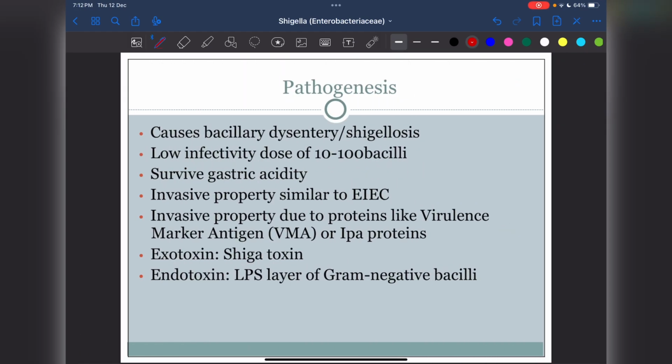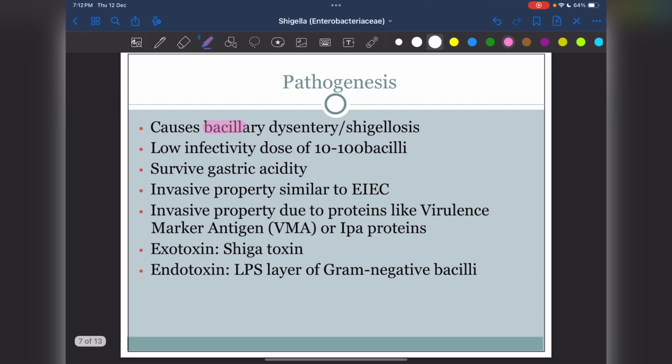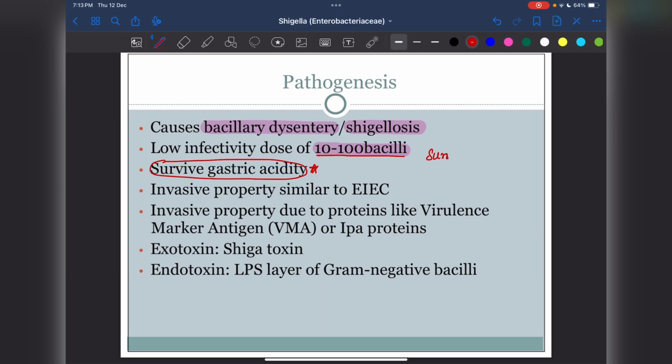So pathogenesis: this causes bacillary dysentery or shigellosis. Bacillary dysentery is generally a term used for much more severe cases and shigellosis for normal cases. It has a low infective dose of just 10 to 100 bacilli. That means even 10 to 100 bacilli are enough to cause the disease in a person, because they can survive gastric acidity. This is a very important point. They can survive two of the most important things in the GIT, that is gastric acidity as well as bile salts.